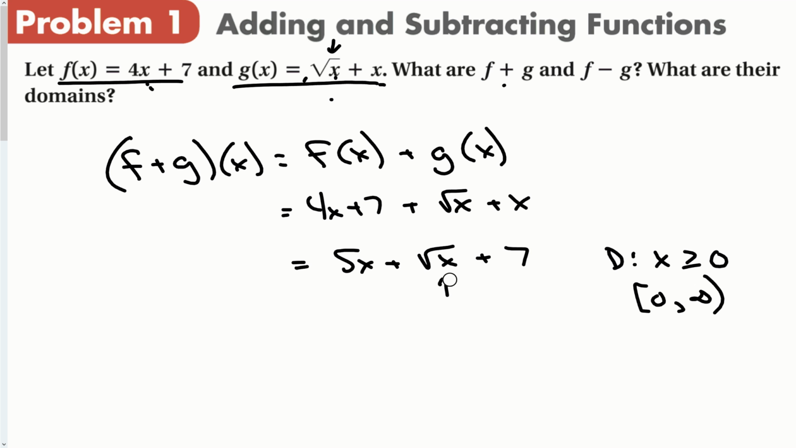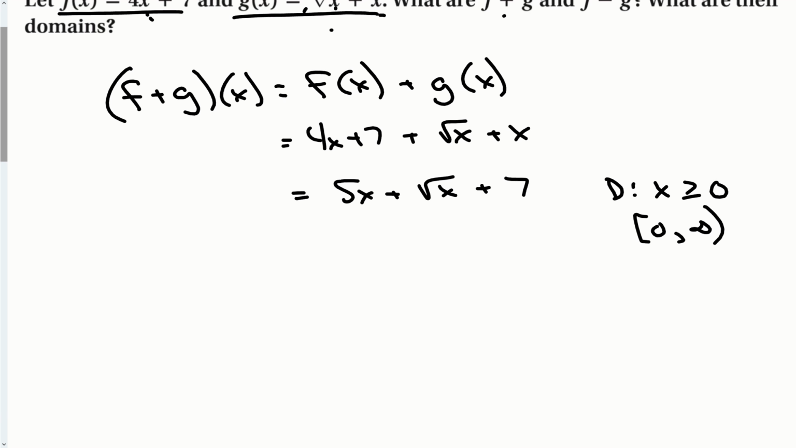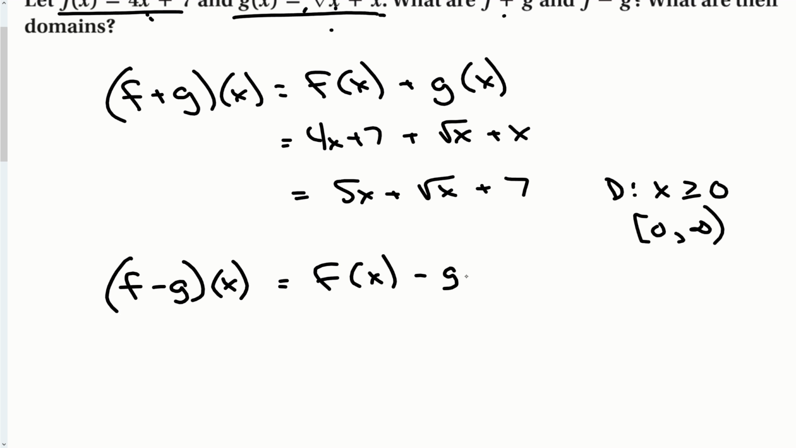Right. So let's now do subtraction. So let's do f minus g of x. Okay? And that's simply going to be f of x minus all of g of x. So the most common mistake here would be to write it like this. 4x plus 7 minus x plus radical x plus x.